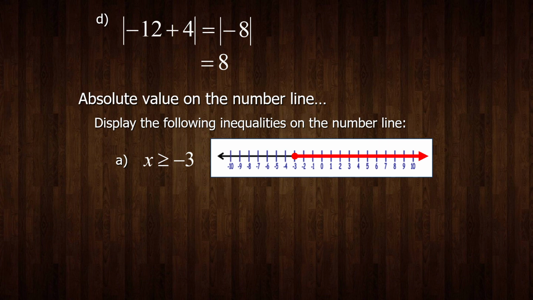And this is how we show that. Notice the solid dot on negative 3. That means we're including negative 3. And then we want everything else that's higher than negative 3 as well. So that's why we have an arrow pointing to the right.